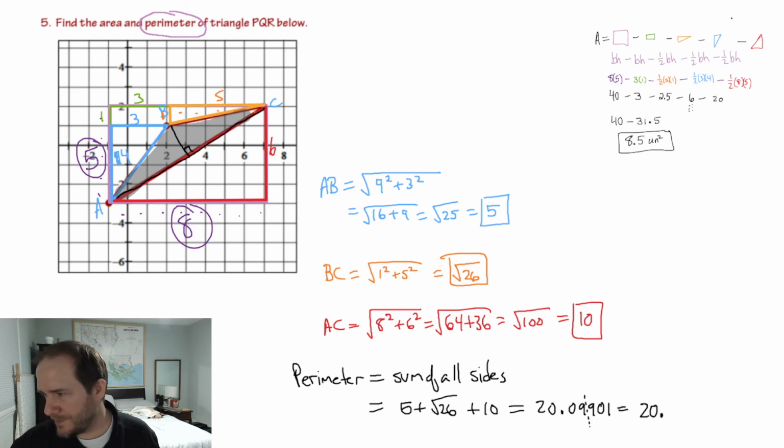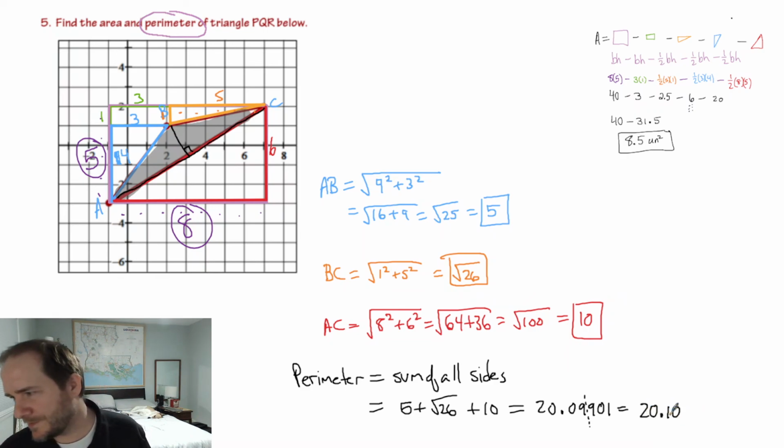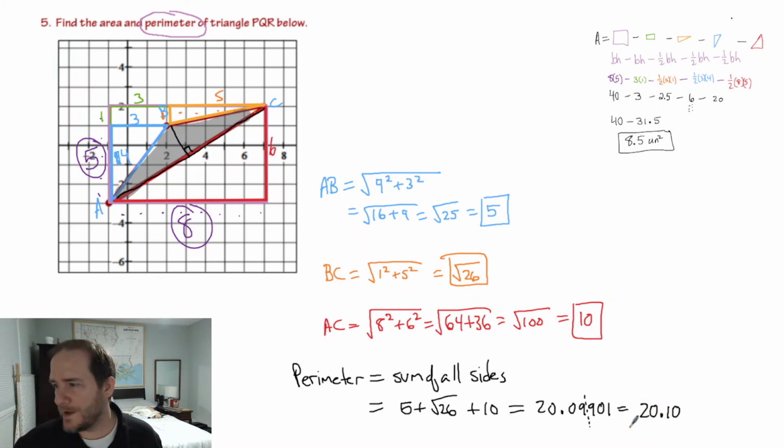So 20.10. And hopefully you remember me saying that if this last digit is a 0, you do still include it. If you cut it off, it's going to look like you rounded to only 1 decimal place instead of 2. So don't. And since this is perimeter, these are going to be units, not square units, just regular old units.